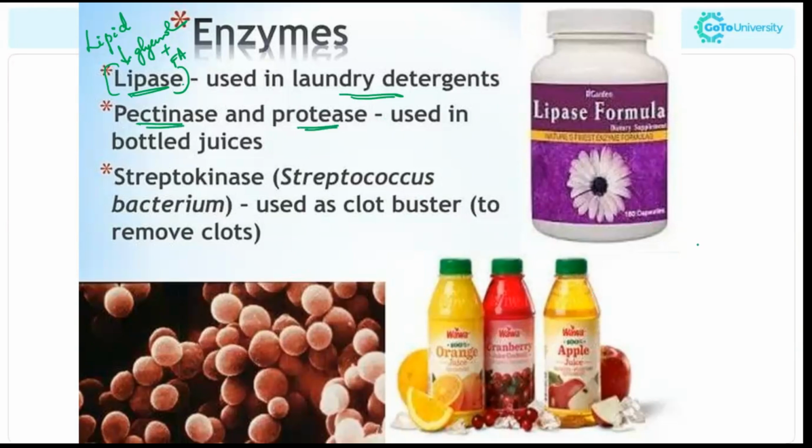Protease and pectinase are the enzymes which hydrolyze protein molecules, and they are used in bottled juices. These are clearer because the enzymes can cleave the protein molecules, and so the juice is clarified. Another enzyme is streptokinase, which is produced by the Streptococcus bacterium, and it is used as a clot buster.